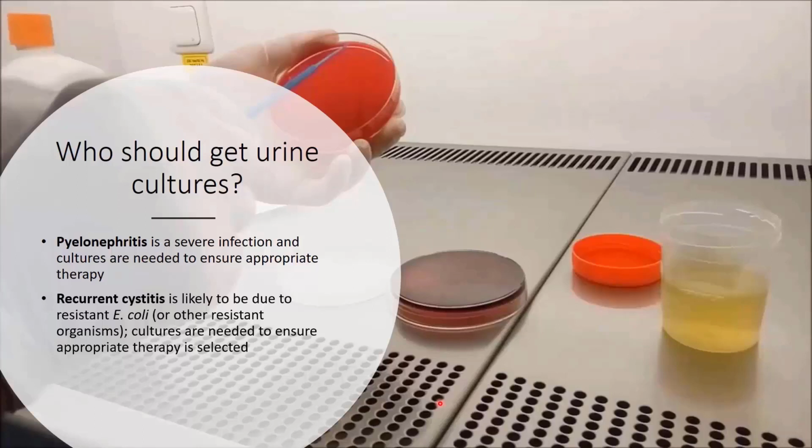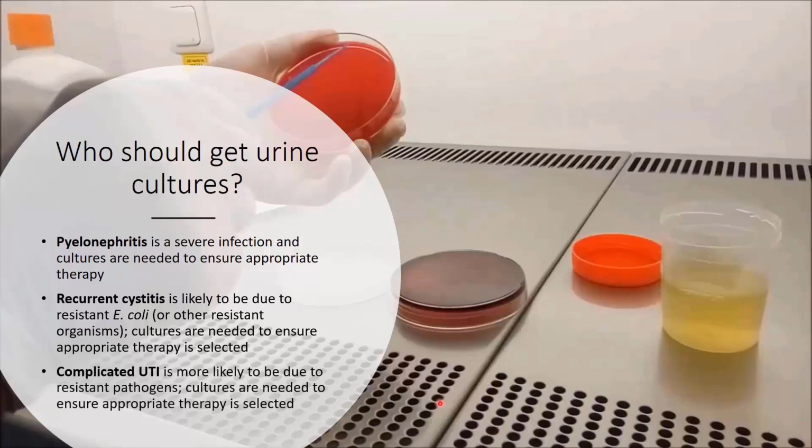So for that reason, we need cultures to identify susceptible antimicrobial agents to make sure we treat it appropriately. And of course, complicated UTIs are also more likely to be due to resistant organisms, and that's why we also need urine cultures to make sure we use agents that are susceptible.